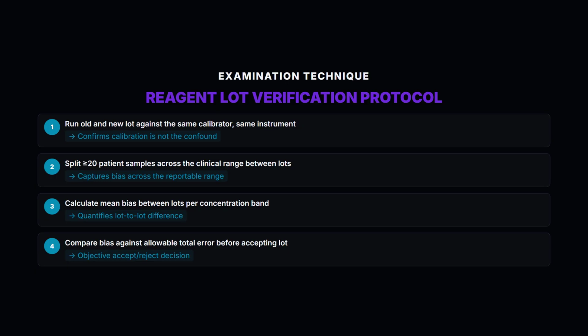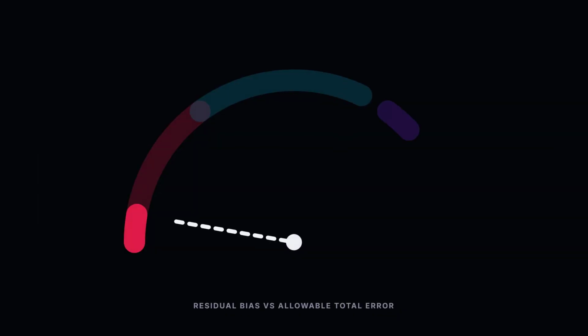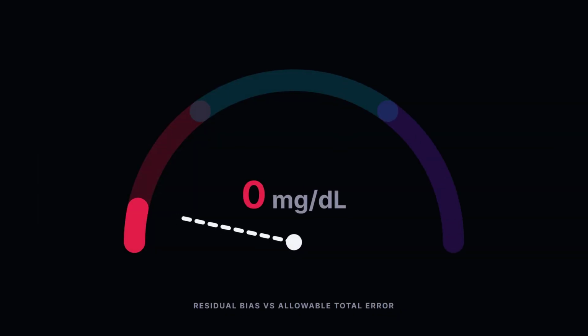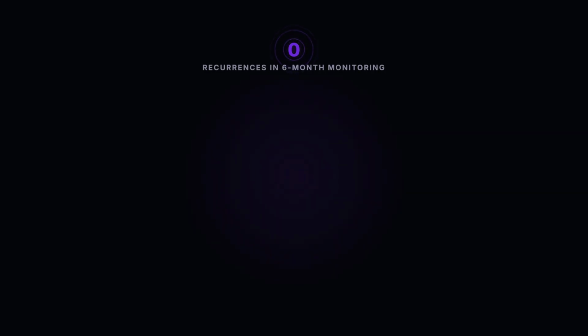After the fix, residual bias measured just 0.02 milligrams per deciliter against a laboratory allowable total error of 0.3 for creatinine at this concentration, comfortably inside spec, and the number that ultimately justified signing off the CAPA as effective. 6 months of monitoring later, the number that matters most on this record: 0. 0 recurrences of the same bias pattern on creatinine, and 0 related findings when the reagent lot verification SOP was cross-checked against the other analytes it now covers.